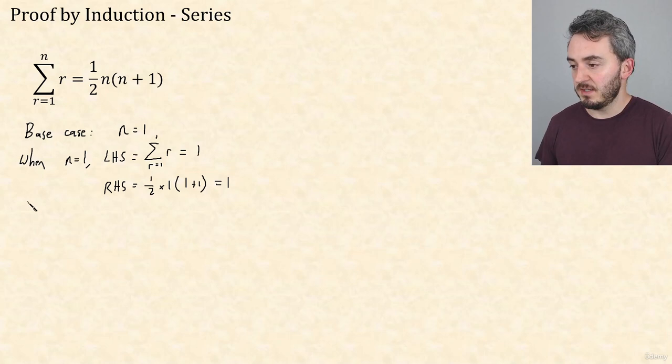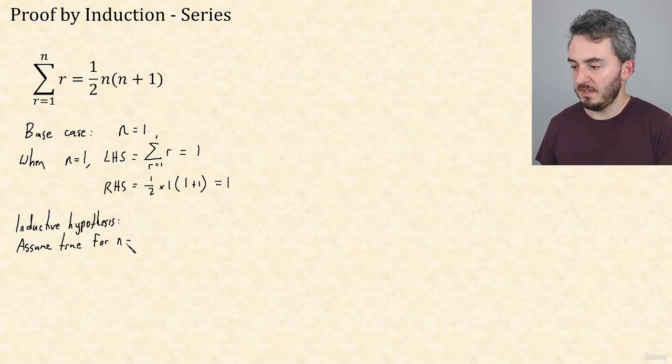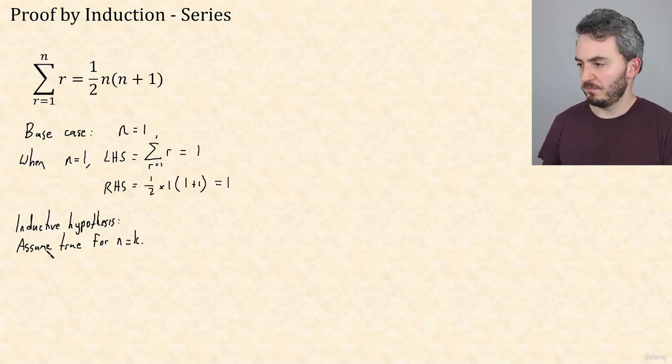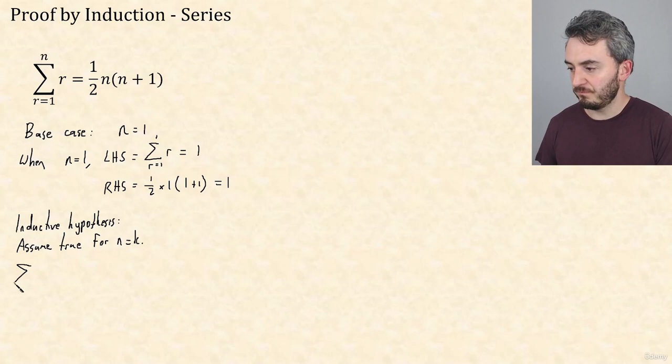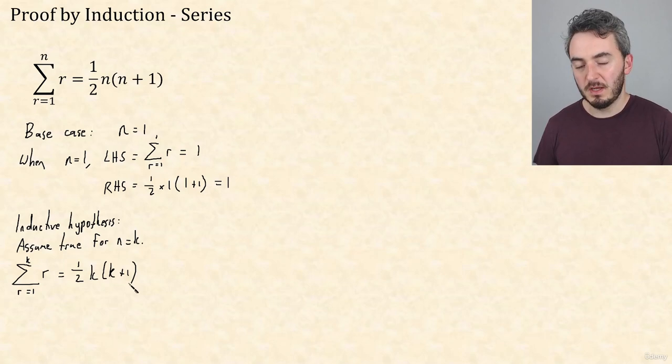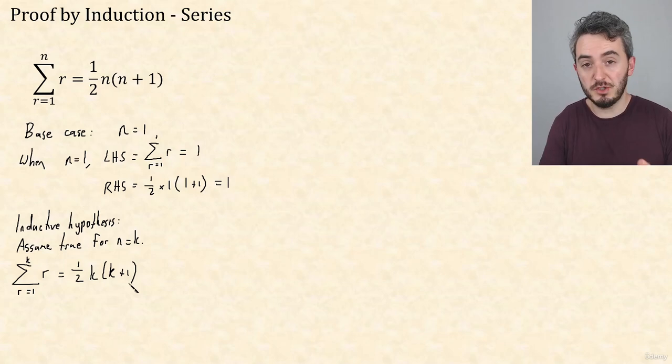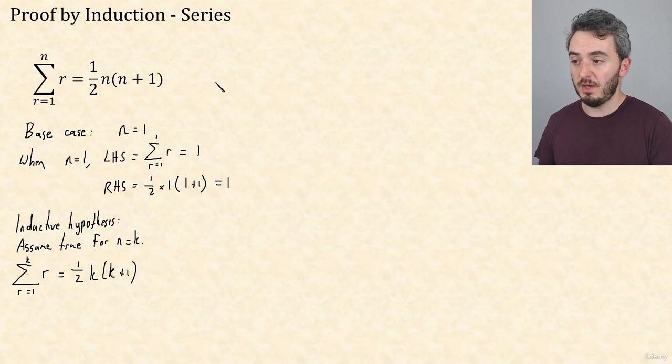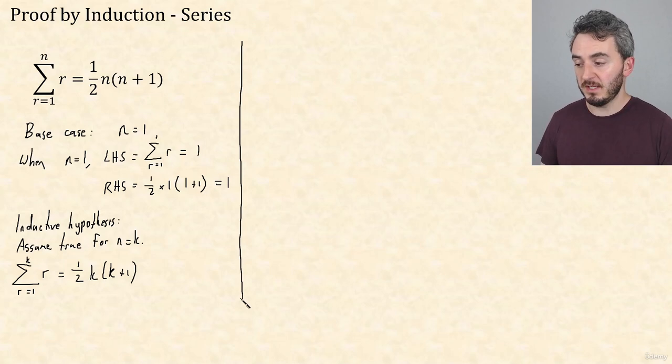Now it's the inductive hypothesis. So we're going to assume that it's true for n equals k. So what does that look like? That means that the sum from r equals 1 to k of natural numbers is half of k multiplied by k plus 1. So we're going to just assume that's true. We know it's true when n equals 1 or when k equals 1, but we're just going to assume that it's true for some particular value of k. Our job is to try to show that if it's true for n equals k, then it's also true for n equals k plus 1.